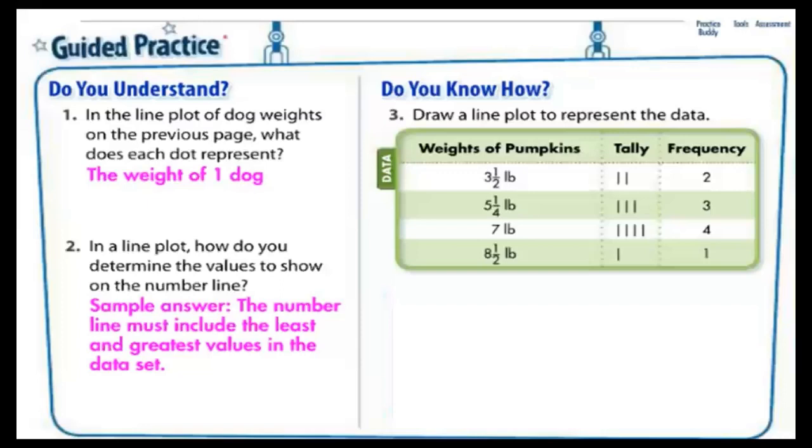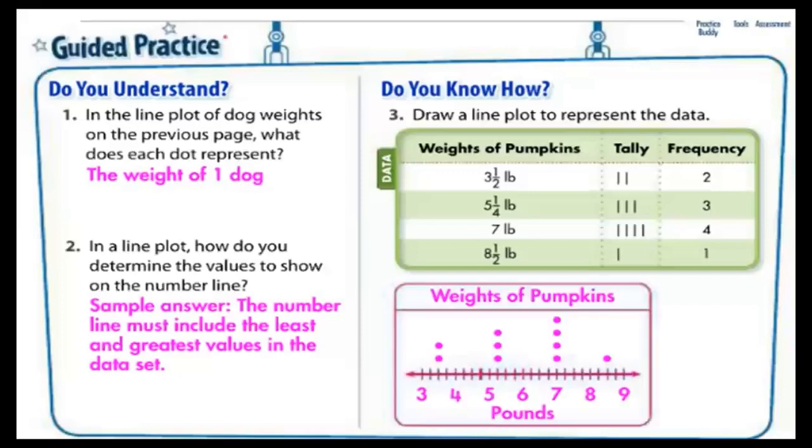Yes. First thing you have to do is to draw the number line. Then determine the largest value and the smallest one. I think the smallest value in weights is 3.5, but I can't start with it on the number line. So I'm going to start with 3.